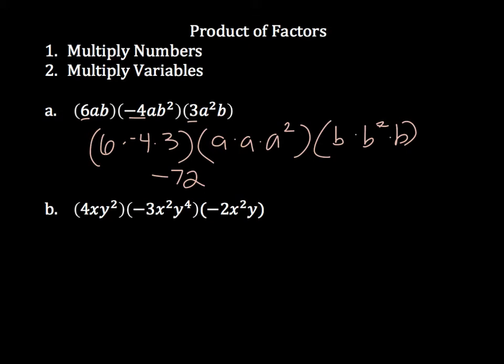A times A squared. We covered this last time where we just add our exponents. So we have 1 plus 1 plus 2, A to the 4th power. Again, we put these 1s here even though there was nothing up here, but it's understood that it has an exponent of 1. Then we have B times B squared times B. Again, these ones without an exponent have 1. 1 plus 2 plus 1 is B to the 4th.